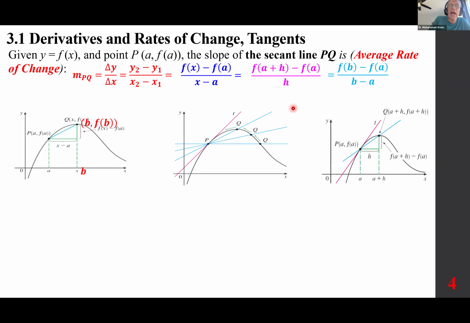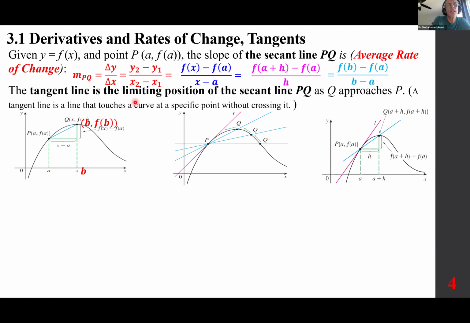Now, PQ represents a secant line. As Q gets closer and closer to P, the secant line, the blue line, becomes the tangent line, the red line, and therefore the tangent line is the limiting position of the secant line PQ as Q approaches P. A tangent line is a line that touches a curve at a specific point without crossing it.